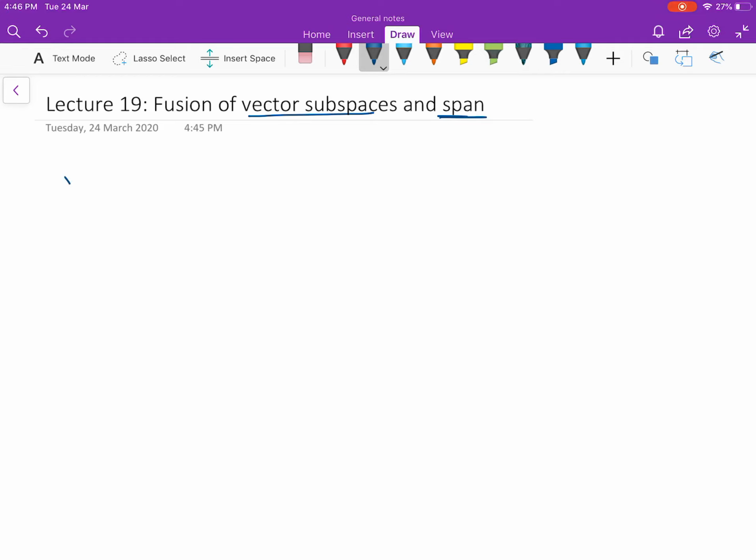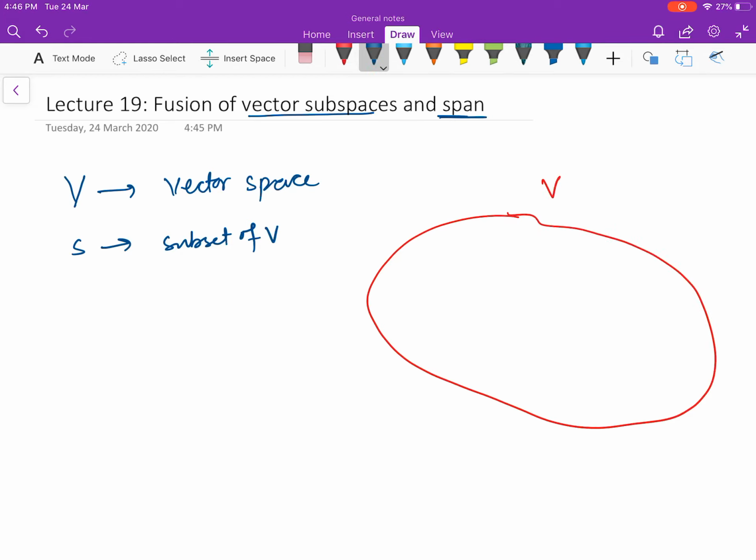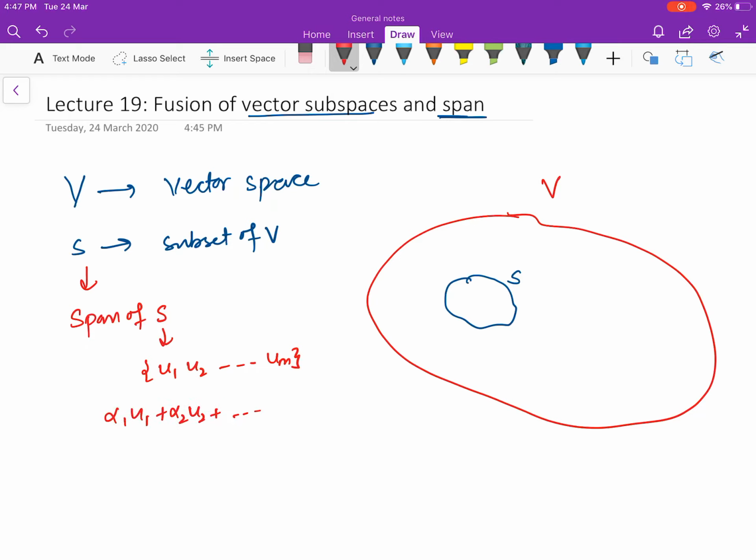So suppose we have V, this is your vector space, and S is a subset of V. So you have this situation that you have a vector space and S is a subset, and I told you that you can have span of S, right? Span of S means, initially when we talked about span of S, we said you have u1, u2, um in S. Then you say span of S is alpha 1 u1 plus alpha 2 u2 plus alpha m um, where alphas are your scalars and ui are in the set S. This is called span of S, and we denoted this like this.